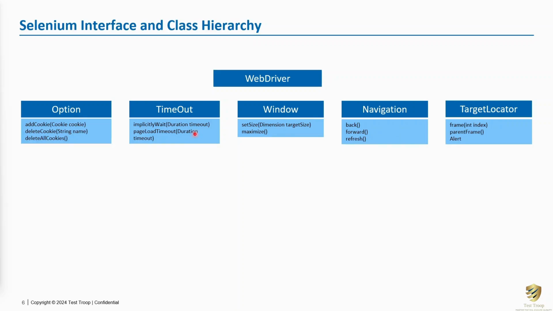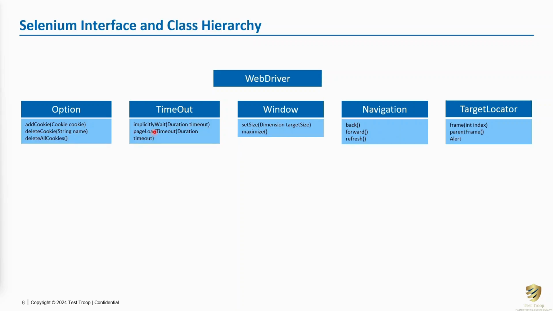The next one is the Timeouts interface, which provides the methods to manage and set the various timeouts in Selenium. Like implicitlyWait, which sets the amount of time that Selenium can wait when trying to find an element if it is not immediately available.